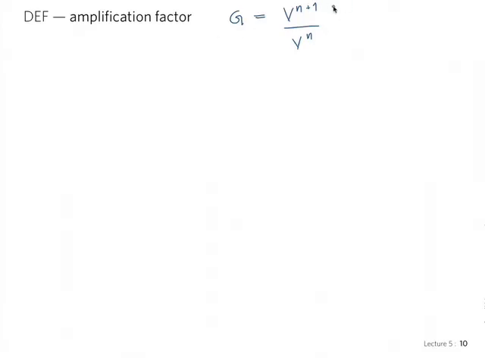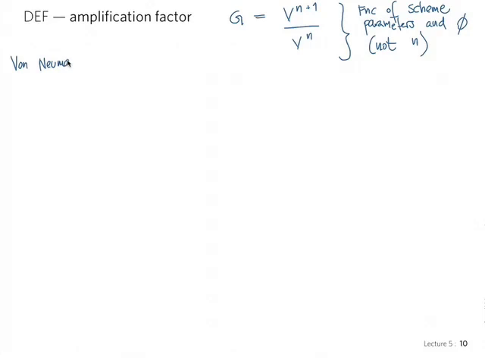So note that this is a function of the scheme parameters and not of n. It's going to be scheme parameters and also the phase angle phi, but not n. Okay? So now we can write the von Neumann stability condition, which is that G, or the norm of G, has to be less than 1 for all phase angles, which are equal to J pi over N, with J between minus N and N.